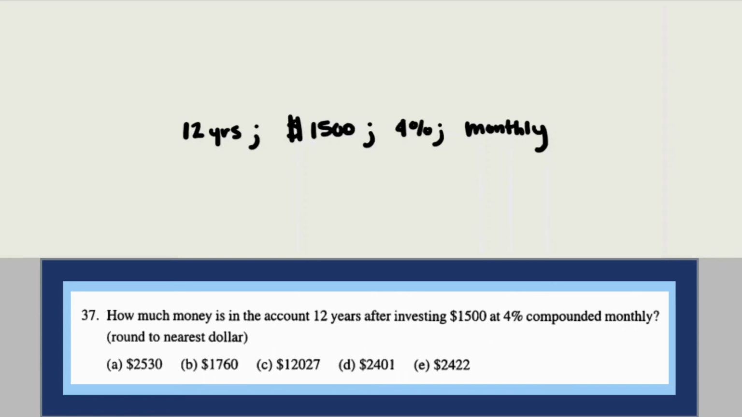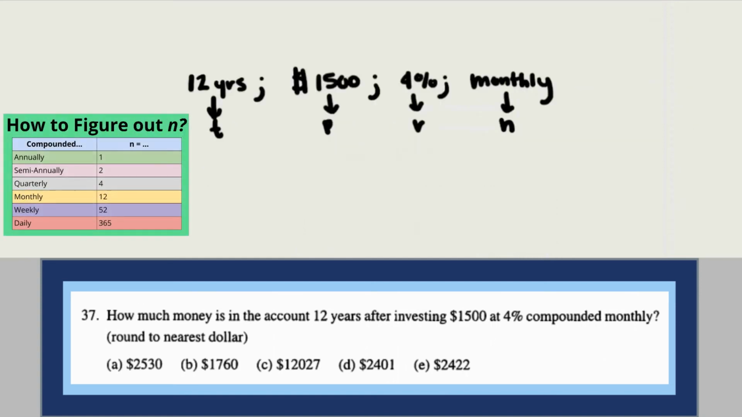So basically, this is a compound interest problem, and because it says compounded monthly, we're going to be using the following formula, and I'll put that on the screen. So basically, they want us to solve for A, because they gave us what T was, which was 12 years, right here. So that's going to be our T. Our initial amount, it says that they invested $1,500 initially, so that's going to be our P. This is going to be our R, and our monthly is going to be our N. So we're just going to plug that all in.